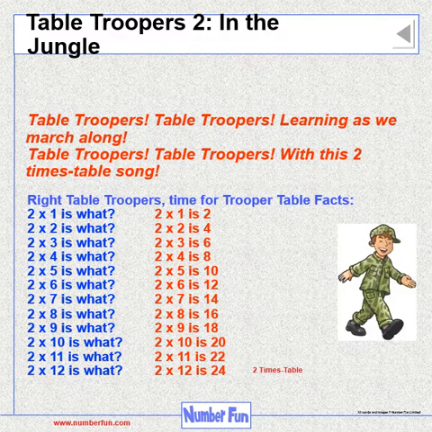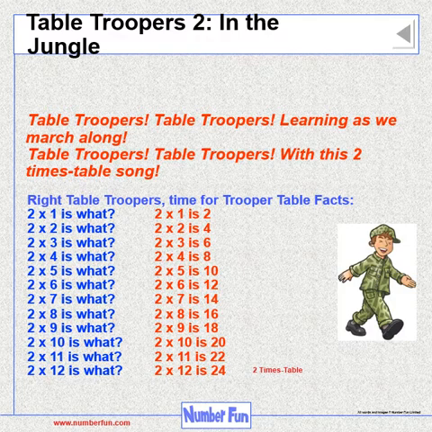2 times 1 is what? 2 times 1 is 2. 2 times 2 is what? 2 times 2 is 4. 2 times 3 is what? 2 times 3 is 6. 2 times 4 is what? 2 times 4 is 8. 2 times 5 is what? 2 times 5 is 10. 2 times 6 is what? 2 times 6 is 12. 2 times 7 is what? 2 times 7 is 14. 2 times 8 is what? 2 times 8 is 16. 2 times 9 is what? 2 times 9 is 18. 2 times 10 is what? 2 times 10 is 20. 2 times 11 is what? 2 times 11 is 22. 2 times 12 is what? 2 times 12 is 24.